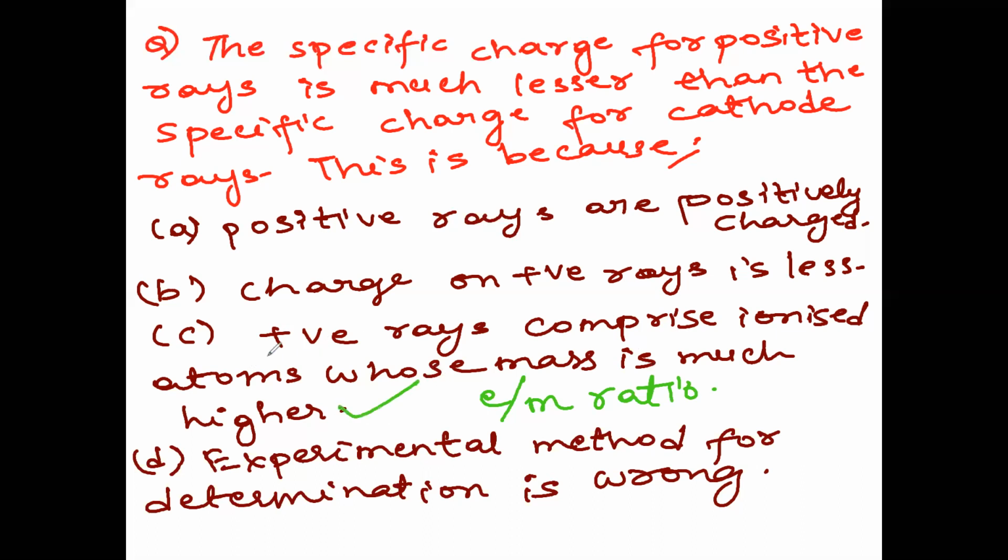So that's why the answer is C, because the charge of electron is the same but the mass here is higher. Since E by M is proportional to 1 by M, we can say specific charge for positive rays is lesser than that of cathode rays, because the mass of proton is higher than electron. Positive rays comprise ionized atoms whose mass is much higher than electrons. So answer is third option. Next question.